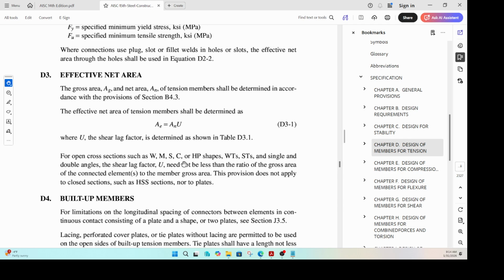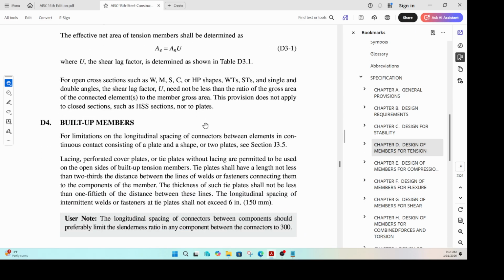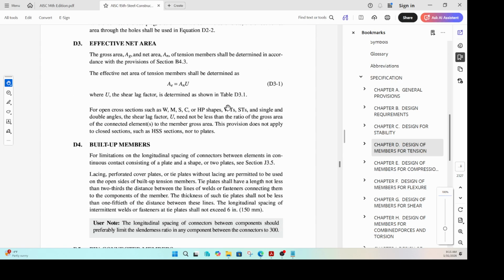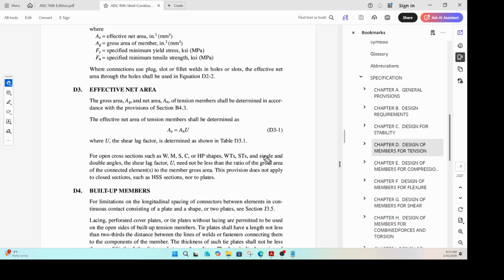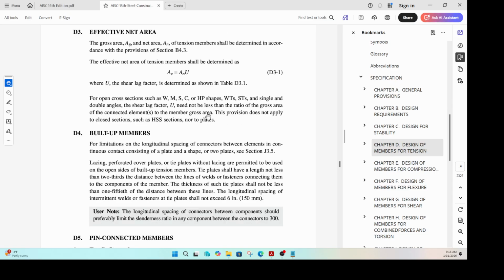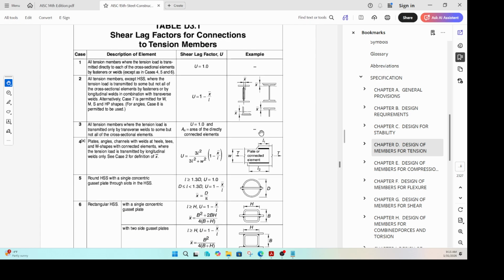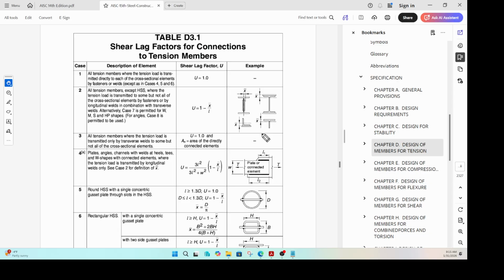Okay. Now, how do you get the U value? The U value depends upon your shape and how the shape is connected to the adjacent gusset plate or something like that. So the U value primarily comes from this particular table here. We'll take a look at Table D3.1 and talk about those things in detail. And this is a very important table for the exam. There will definitely be questions wherein you have to come back and use this table.